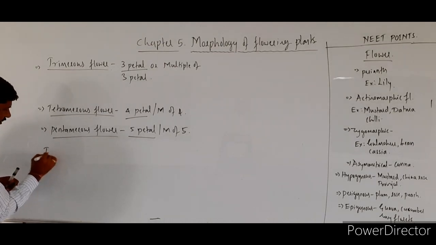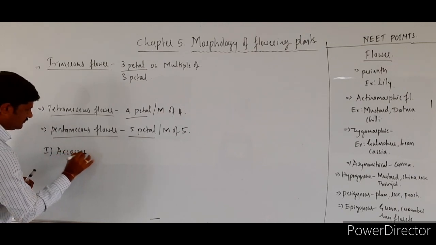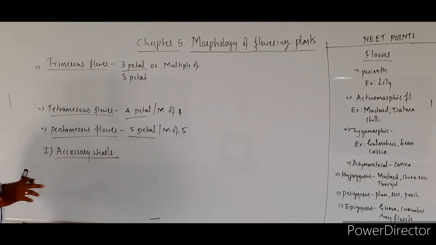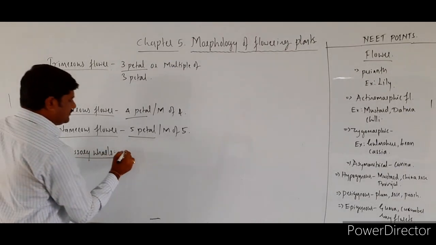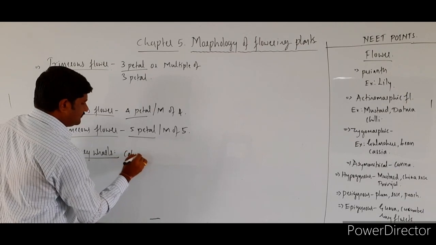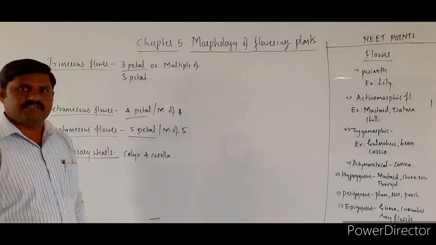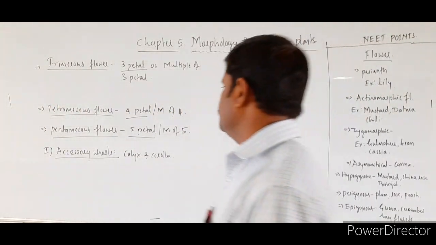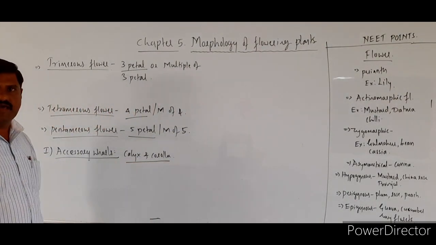So here we will start with accessory whorls of the flower. So what are the accessory whorls here? Calyx as well as corolla are the accessory whorls that we come across over here. So these two accessory whorls, regarding which we are studying in a detailed manner, right?